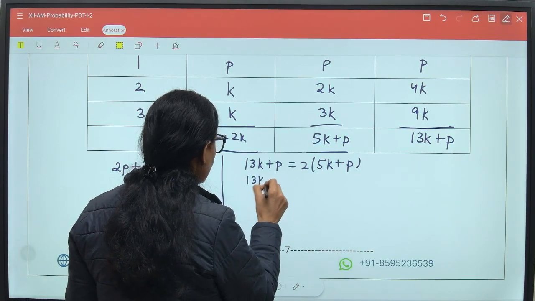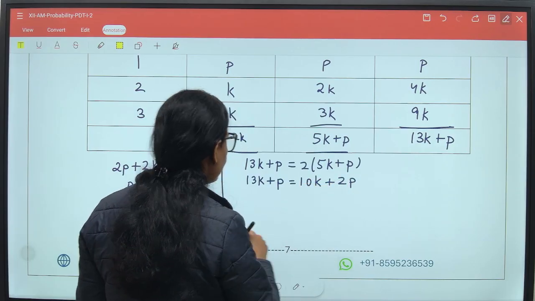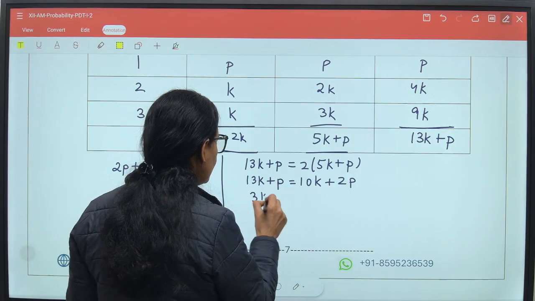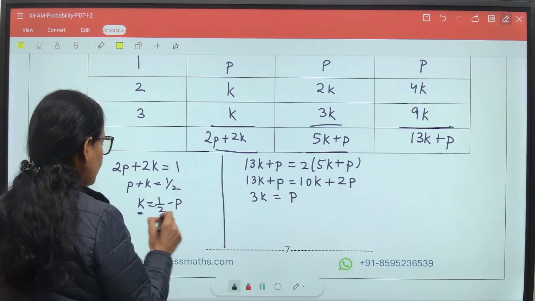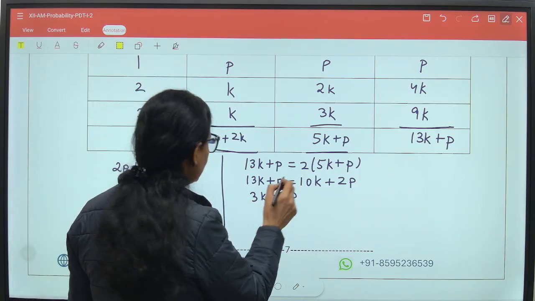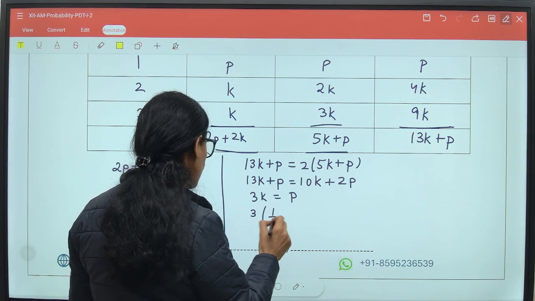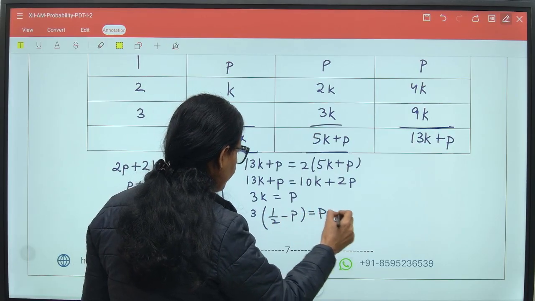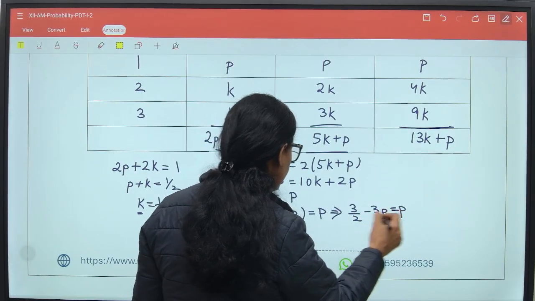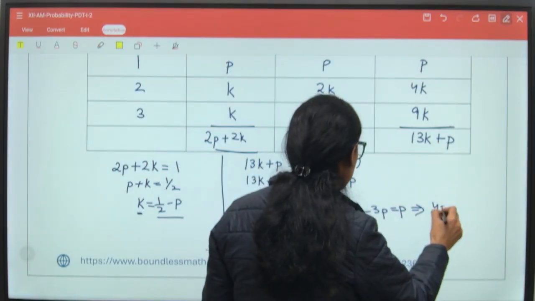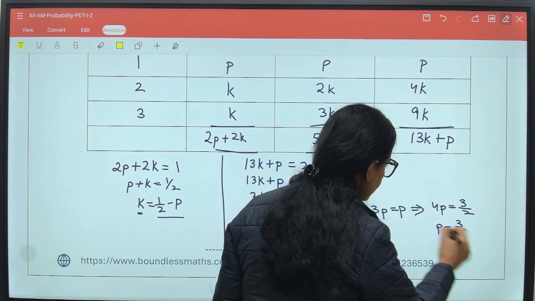This is 13k plus p equals 10k plus 2p. 13 minus 10 is 3k equals 2p minus p, which becomes p. And in place of k we can put half minus p, because we need to eliminate k and find the value of p. So focus on p and eliminate this k. This becomes 3 into half minus p equals p. Let's solve this. It is 3 by 2 minus 3p is equal to p. That means 4p is equal to 3 by 2, and the value of p comes out to be 3 by 8.